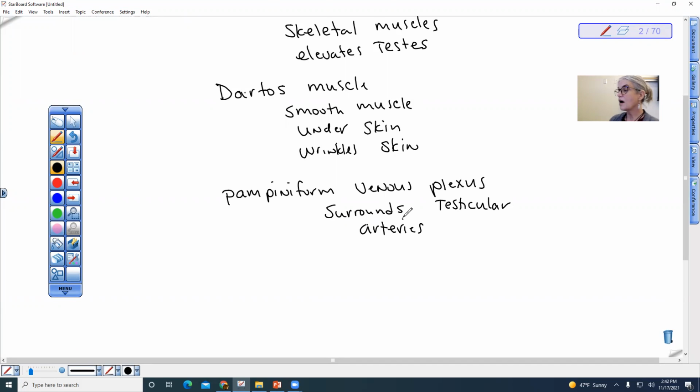The testicular arteries are carrying blood to the testicles, and that blood is warm. This allows the testicular arteries to cool, because some of the heat will dissipate as it moves into the venous circulation. So this helps to dissipate the heat of the blood coming in. This cools the blood in the arteries.